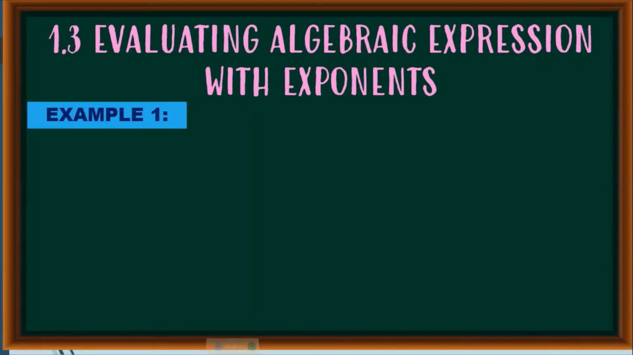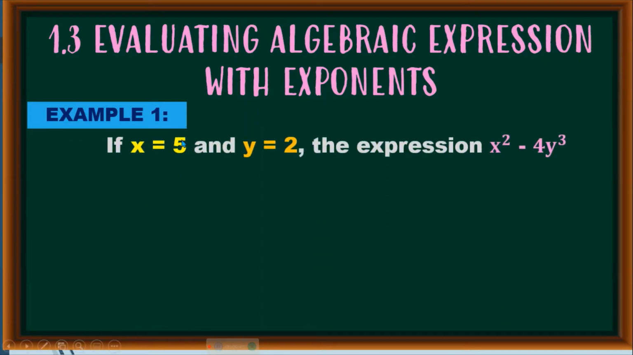So, example number 1. If x is equal to 5 and y is equal to 2, the expression is x squared minus 4y cubed. So, we will substitute the value of x and y. And then yung x natin, x squared po yan, magiging 5 yung x. And then yung y ay magiging 2. So, susundin po natin yung PEMDAS. P is parenthesis, E is exponent, M multiplication, D division, A addition, and then S is subtraction.